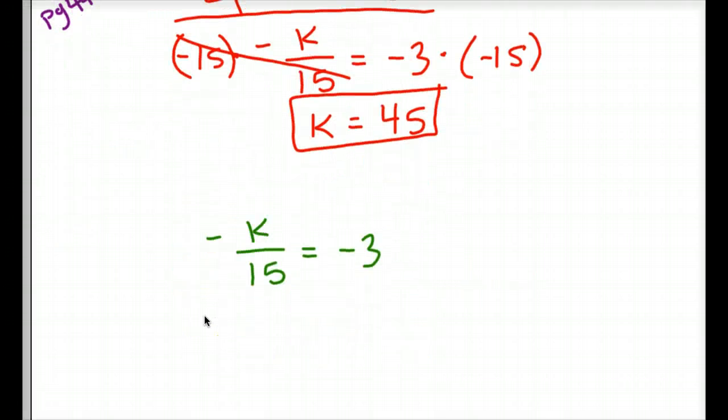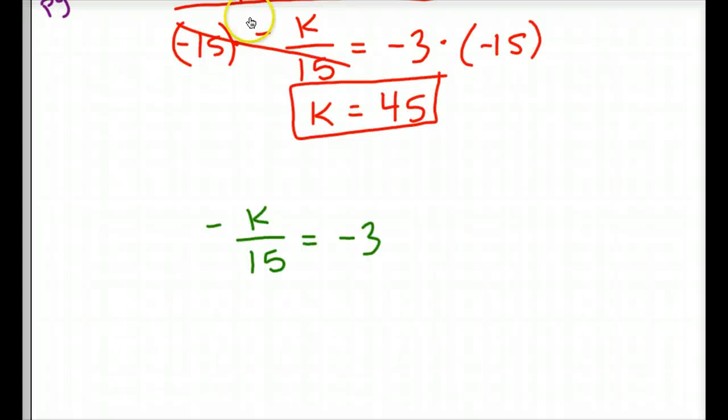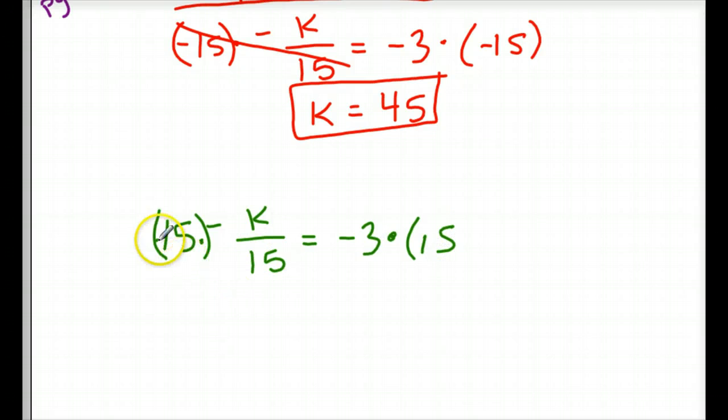I just want to make a little side note. Let's say once we get to this stage, so we subtracted our 20 from each side, and now we're at this stage. If we just multiplied by our 15 on both sides, this would still cancel out, but over here what we have left is negative k equals negative 3 times a positive 15, and we would get negative 45.